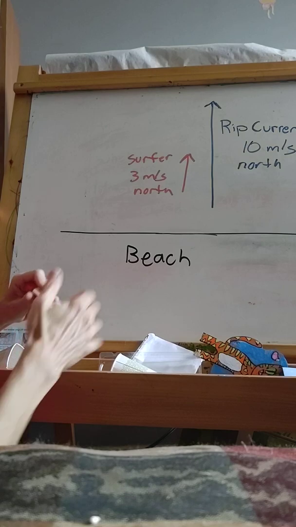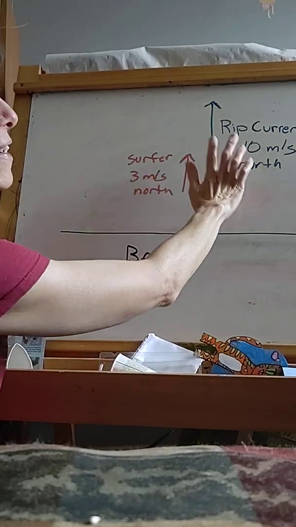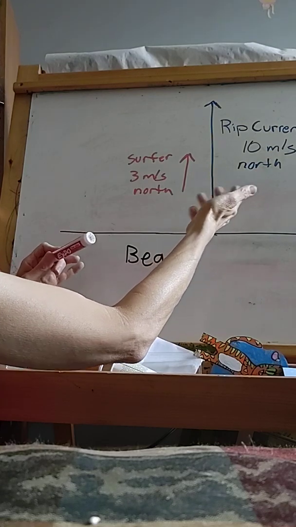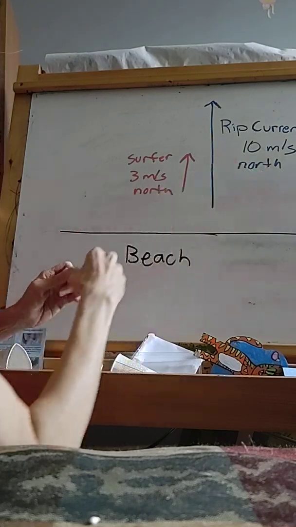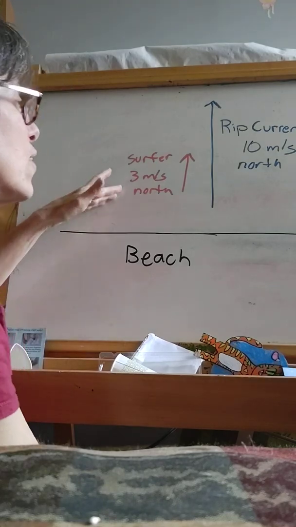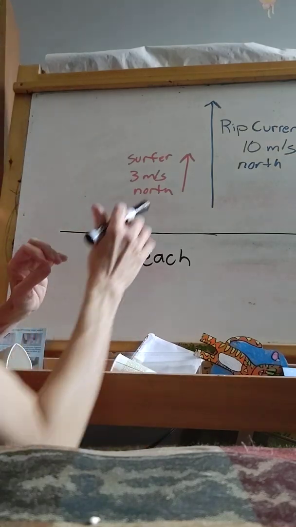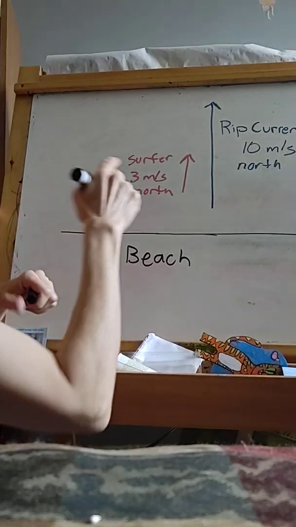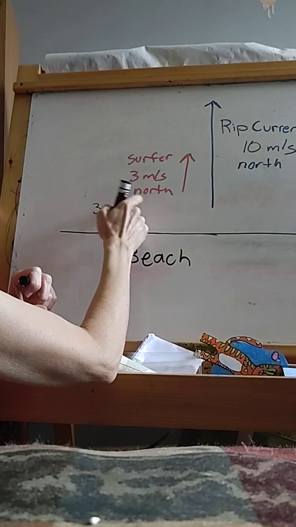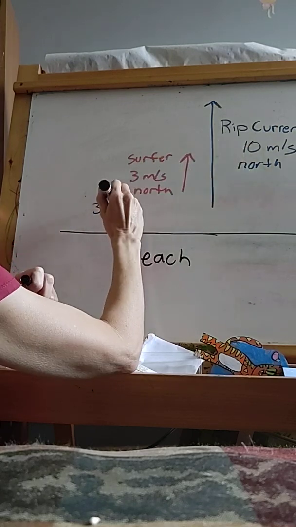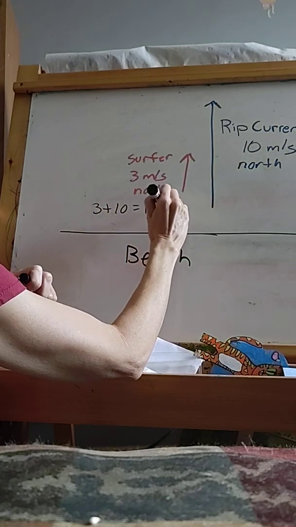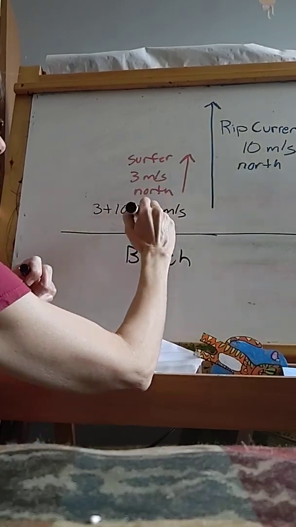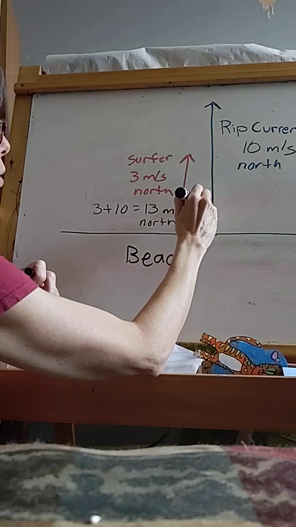So the surfer is lying on their board and they are paddling north inside the rip current. I didn't draw the arrow inside the current just because then it would be on top of the other arrow and it would be hard to see. So I just drew it next to it. So how fast is this surfer actually going to be traveling? Well, when both vectors are going the same direction, we're going to add. So in this case, we're going to have 3 meters per second plus 10 meters per second gives us 13 meters per second. They're both going north, so the direction of our answer is going to be north.